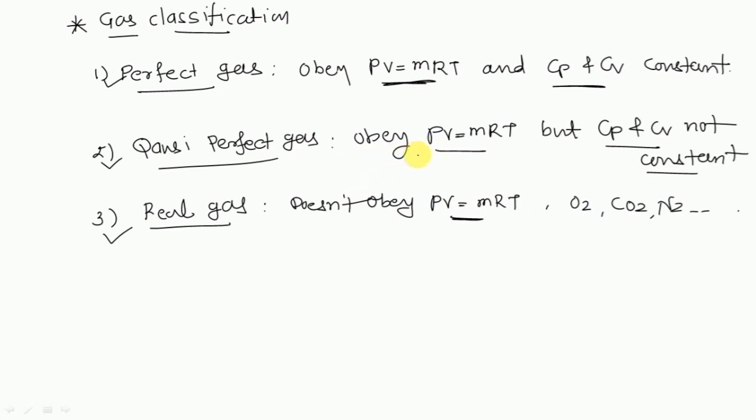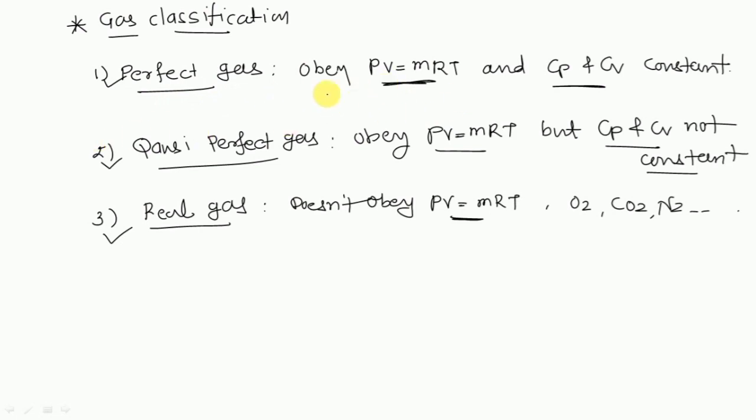But when we derive something theoretically, at that time we take all gases as perfect or quasi-perfect, because if we say it does not obey the PV = mRT relation, the gas characteristic equation, then the relation which we establish, or the experiment which we carry out on the gas, becomes very lengthy and complex. So we are considering the perfect gas.